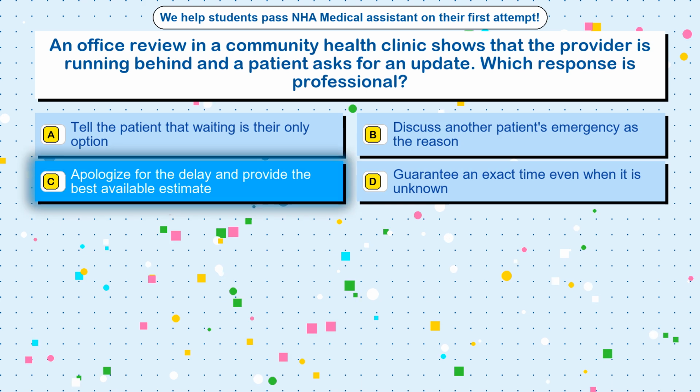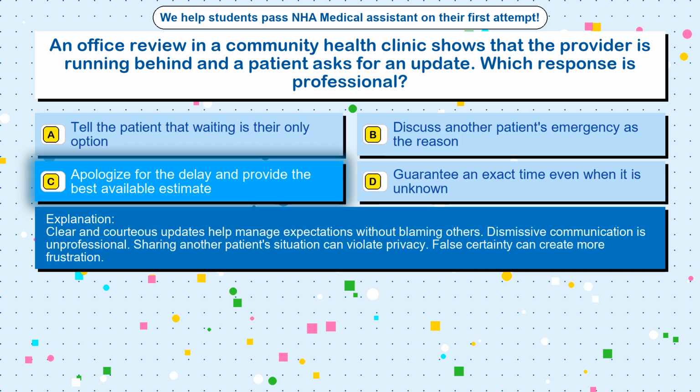The correct answer is option C, apologize for the delay and provide the best available estimate. Clear and courteous updates help manage expectations without blaming others. Dismissive communication is unprofessional. Sharing another patient's situation can violate privacy. False certainty can create more frustration.